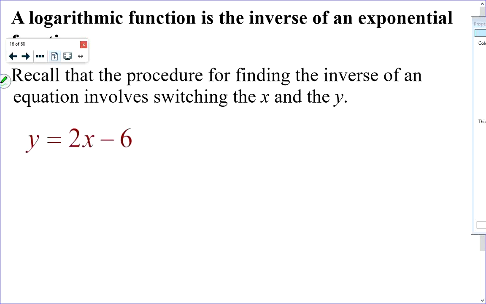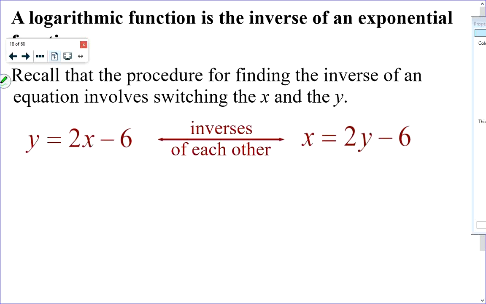This is a function. Y equals 2x minus 6 is one of the simplest functions you could talk about in high school math. It's a linear function. If I said to you back in Unit 1, what is the inverse of this, you would write that. Is it clear that these two things are not the same? They're not. They're different. They are inverses of each other. They mean different things. They have different graphs.